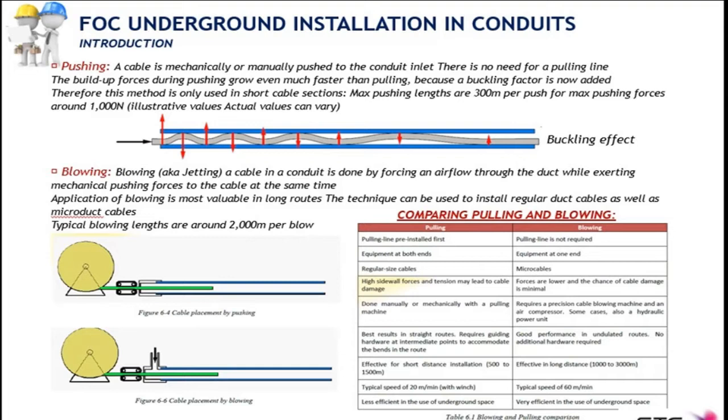A pulling typically uses big size ducts, or at least bigger size, which is less efficient in terms of the underground space utilization, whereas blowing allows for having a lot of microducts and microcables installed in the same space, making better use of the underground space.